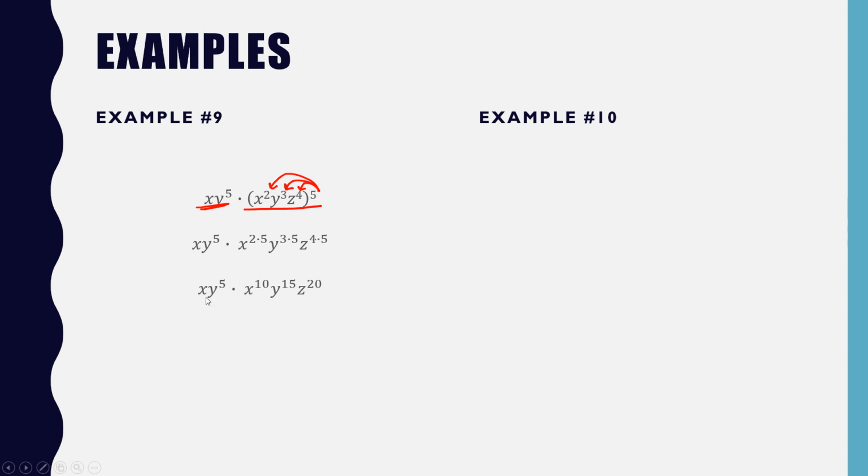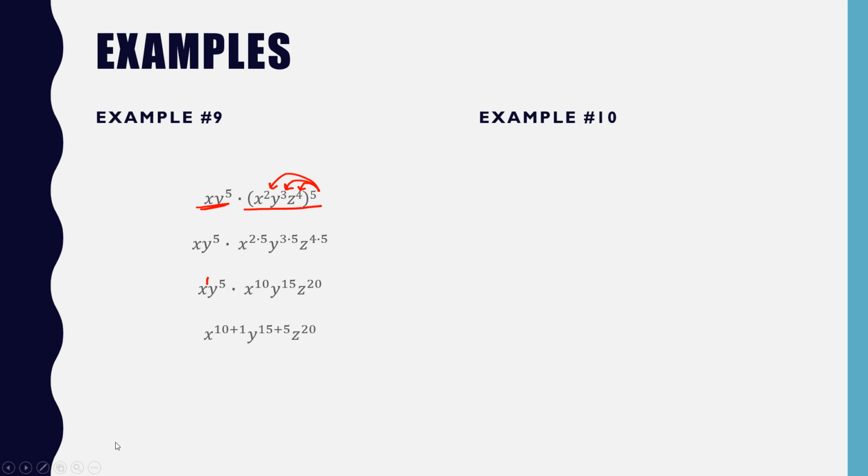Now here is what you see. Since we have no more parentheses, we just see multiplication. And so now we're back to that product rule, and the product rule says that you add the exponents. So I see I've got an x, and if you never see an exponent, what that tells you is that that is x to the 1st. So I've got x to the 1st and x to the 10th that can be combined. I've got y to the 5th and y to the 15th that can be combined, but there are no other z's, so we know that z to the 20th is just going to stay.